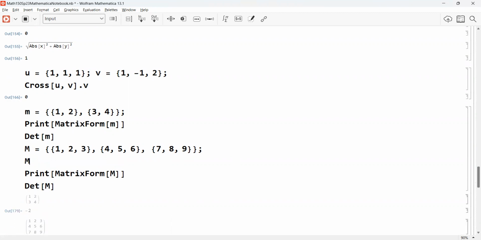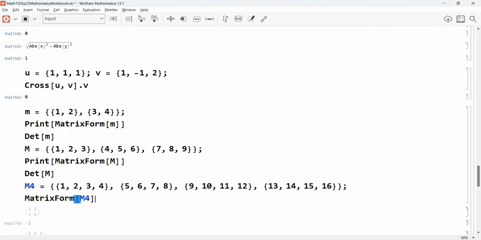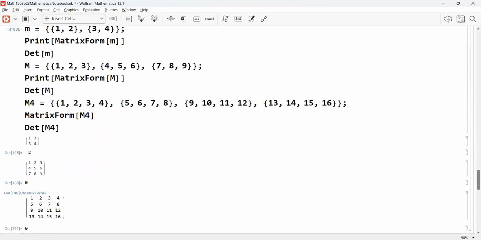Let's do M4. The 1, 2, 3, 4, 5, 6, 7, 8, 9, 10, 11, 12, 13, 14, 15, 16. I'll do matrix form of M4, and then I will do determinant of M4. And we see M4 has determinant 0. M3 had determinant 0.